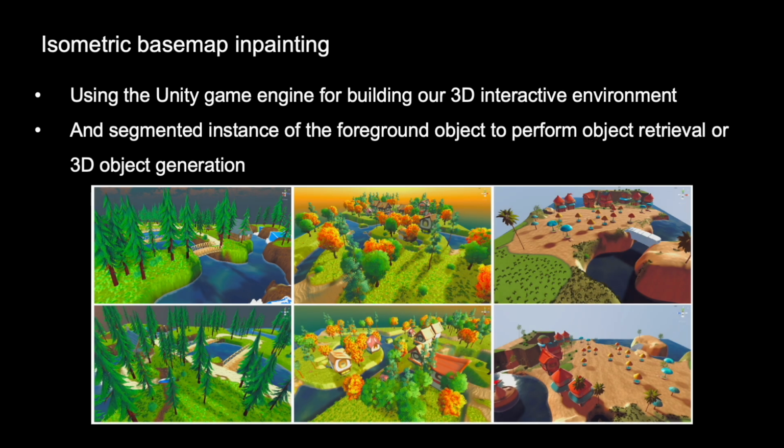In this work, we use the Unity game engine for building our 3D interactive environment, for Unity offers valuable optimization features for terrain, vegetation, and animation, ensuring optimized runtime performance. For larger objects, we use the segmented instance of the foreground object to perform object retrieval or 3D object generation.